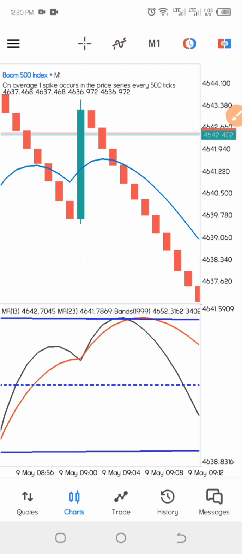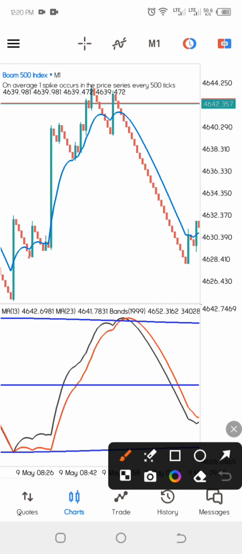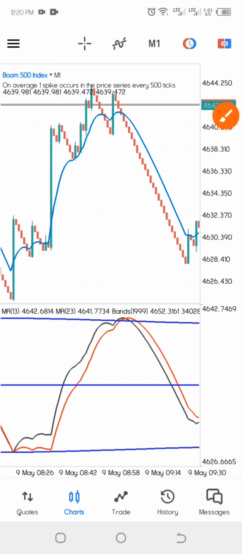And then for our target, we eventually target this area right here. We target the next support or resistance area. Now for Boom, we are going to target the support area, and for Crash we are going to target the resistance area. So that is what we are going to target with this strategy.